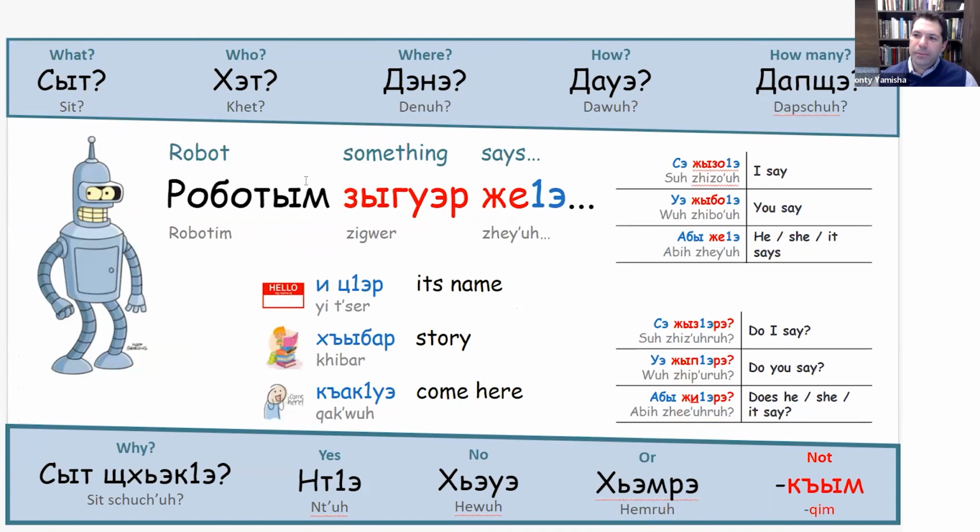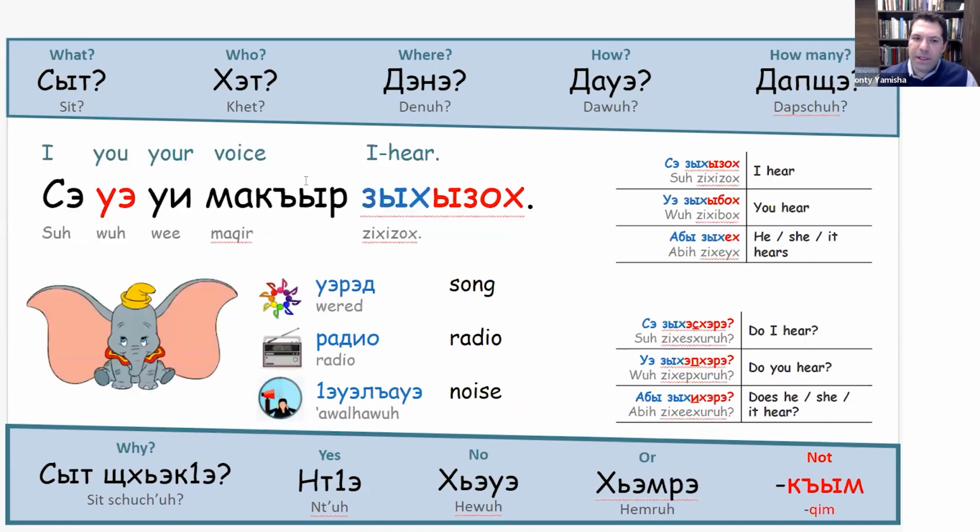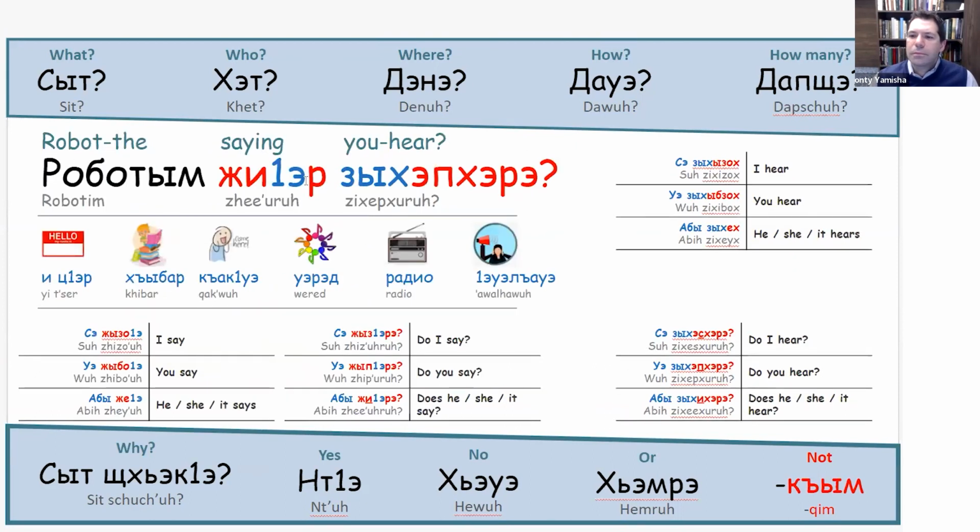Robotem zagorjea. Robotem zagorjea. Sit ji'ara. Yitzar jea. Khabar jea. Aqua jea. The robot says many things. Ola, if I hear the robot saying something, wa robotem ji'er zechepchera. Do you hear what the robot is saying?